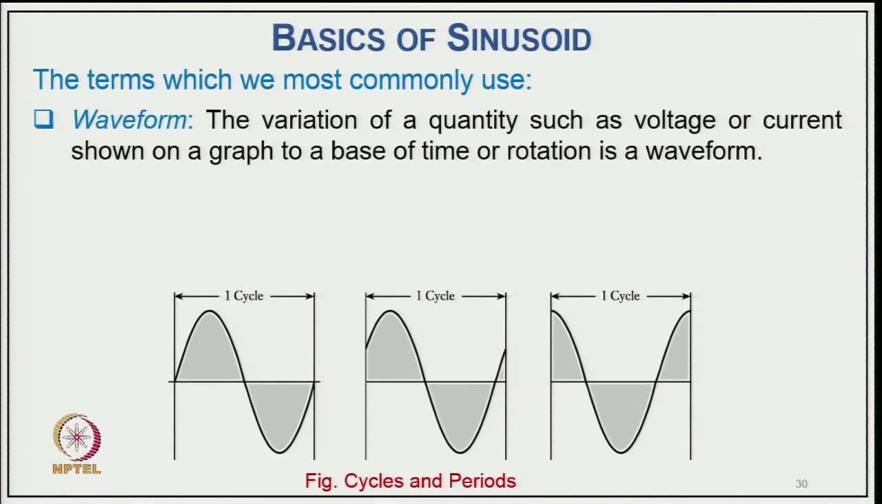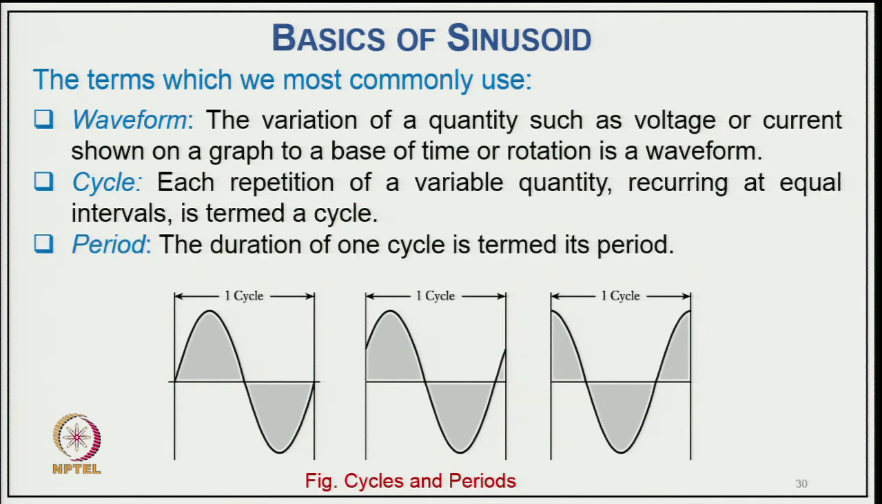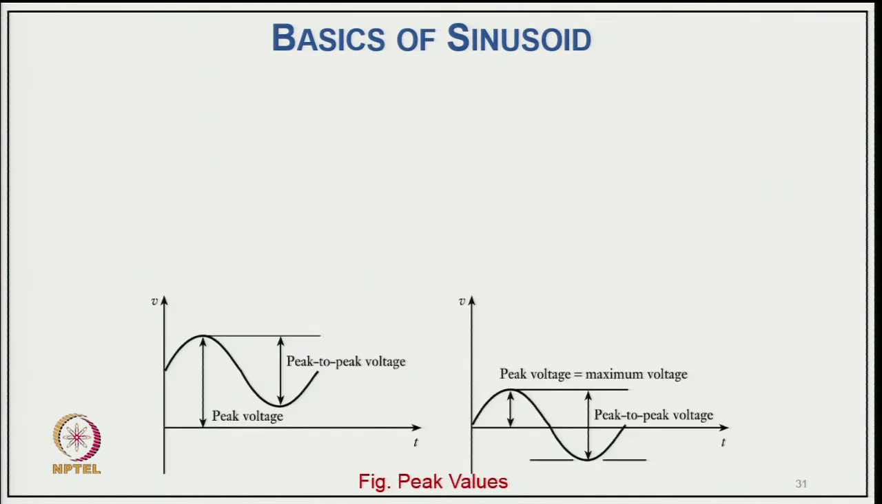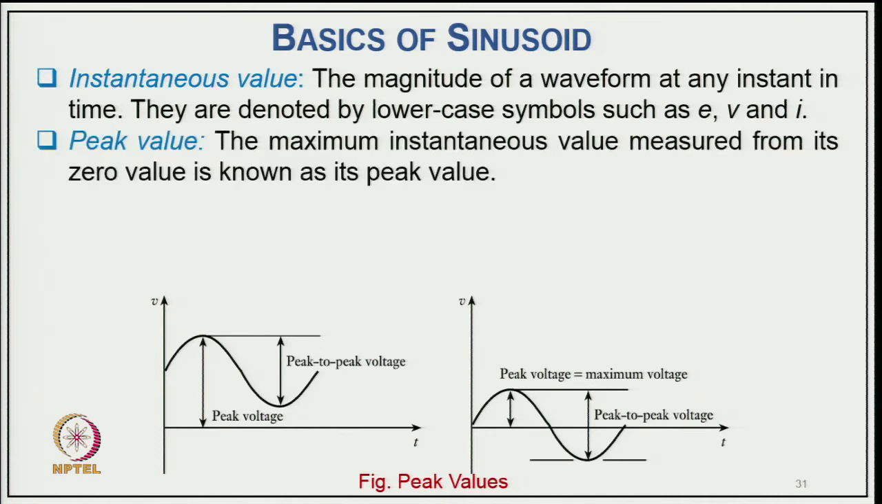The waveform is the variation of a quantity such as voltage or current shown on a graph to a base of time or rotation. The cycle is each repetition of the variable quantity recurring at equal intervals, and the period is the duration of one cycle. Well, the instantaneous value is the magnitude of the waveform at any instant of time, and it is denoted by lowercase symbols such as e, v, i.